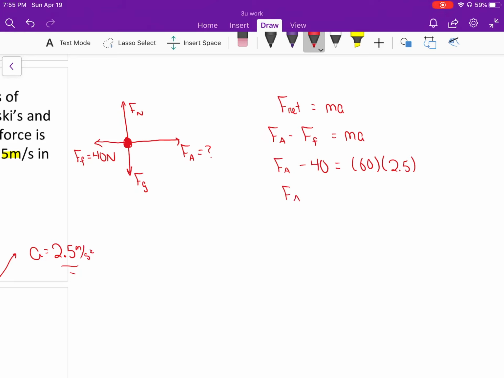So a little bit of math, FA minus 40, 60 times 2.5 is 150. So FA is 190. Good job.